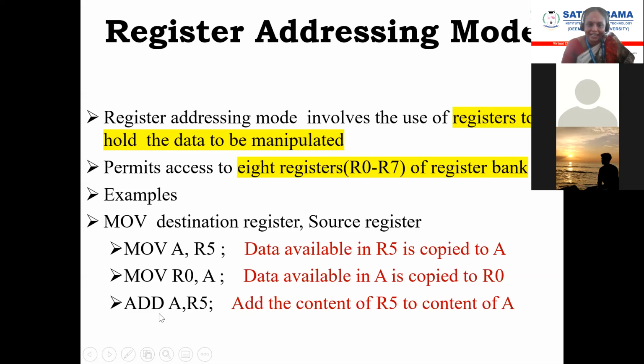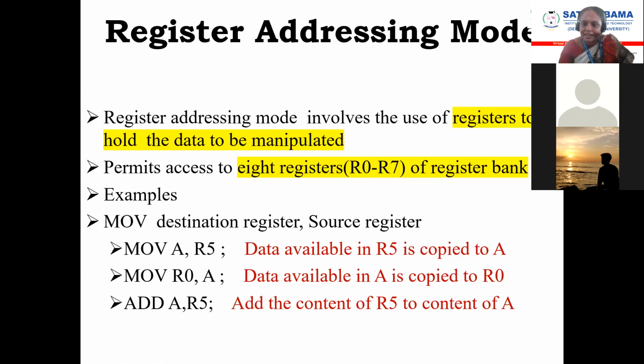So register addressing mode involves the use of a register to hold the manipulated data. They have given this permit to access the 8-bit registers of the register bank. I told you how many register banks? 4 register banks. So always remember the syntax for MOV: destination register comma source register.